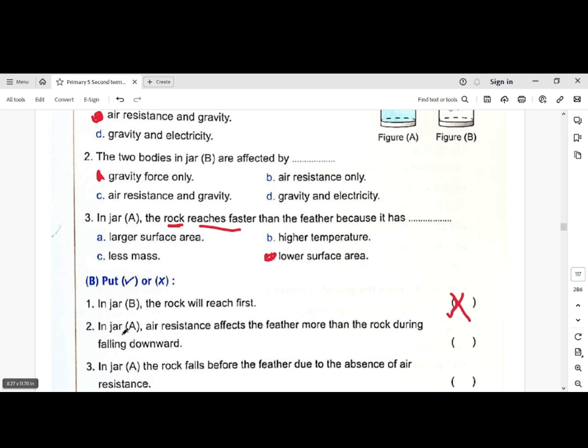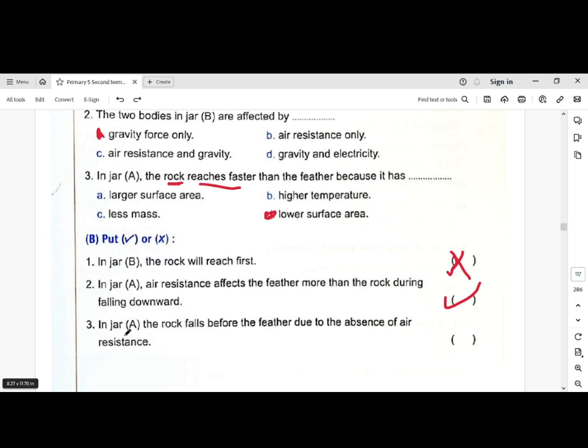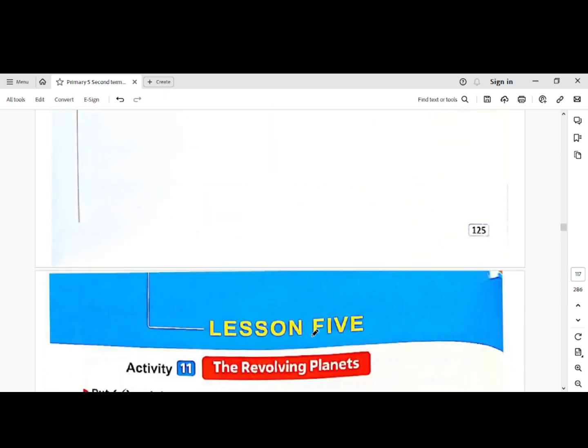This is wrong. In jar A, air resistance affects the feather more than the rock during falling downward. Yes, this is true. In jar A, which has air, the rock falls before the feather due to the absence of air resistance. This is wrong, there is air resistance of course.